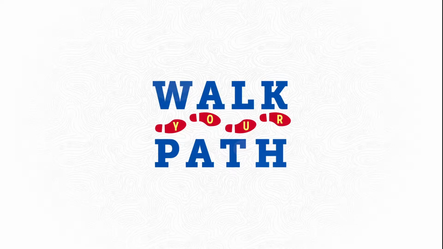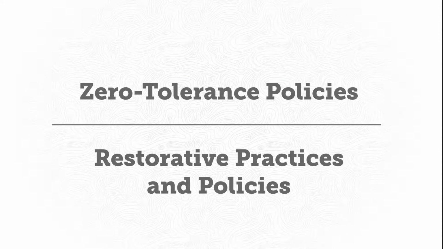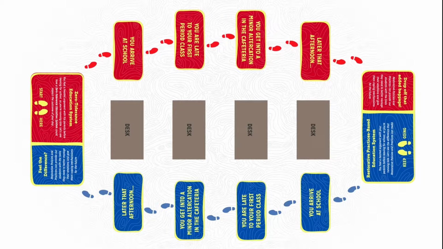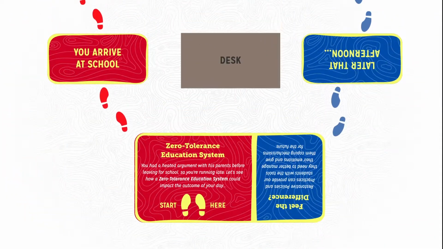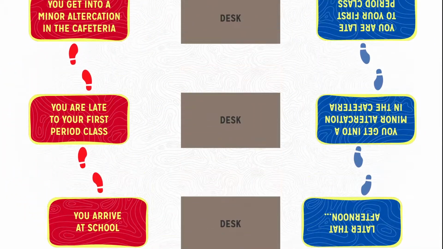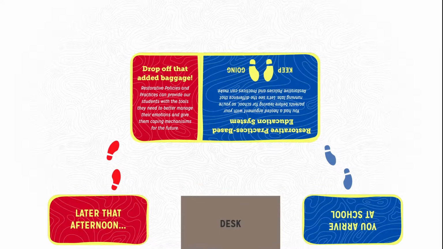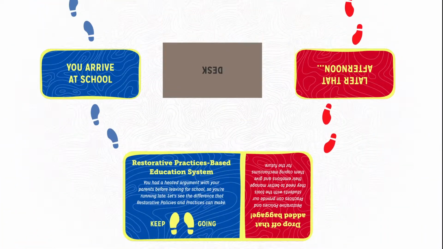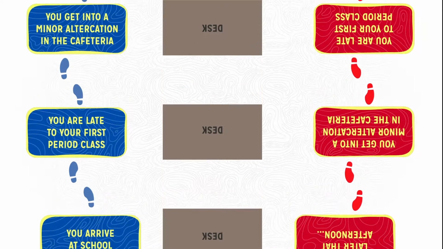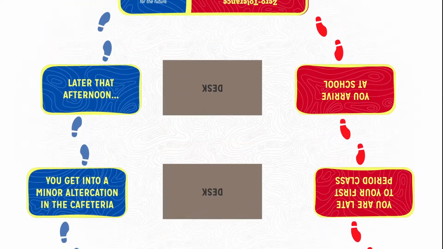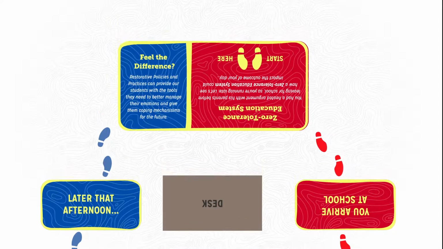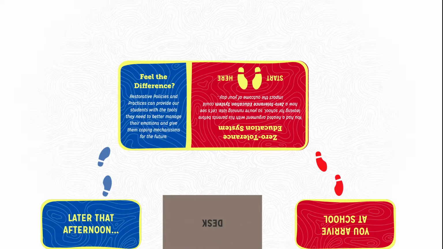Hello, and welcome to Walk Your Path, a multisensory experience to explore the difference between zero-tolerance policies and restorative practices and policies. The participants go through a student's experience twice. First through the lens of a school using zero-tolerance policies, and then through the lens of a school using restorative-based practices and policies. The goal is for them to immerse themselves in both experiences and take on the multisensory elements in order to better inform their perspective on the difference and effectiveness of these two approaches.